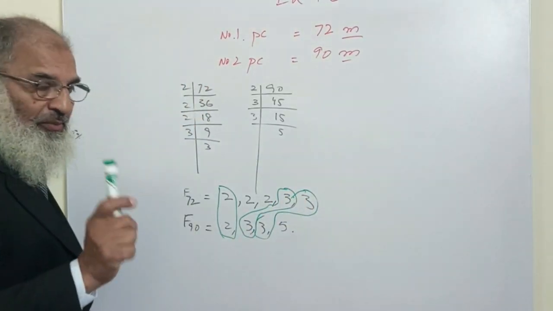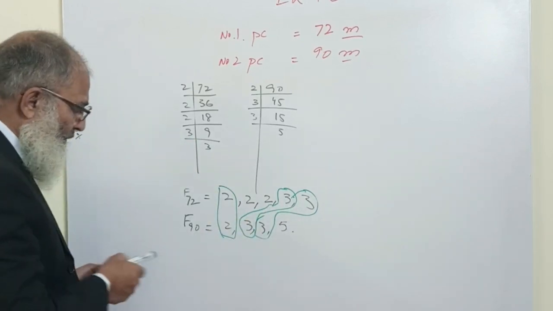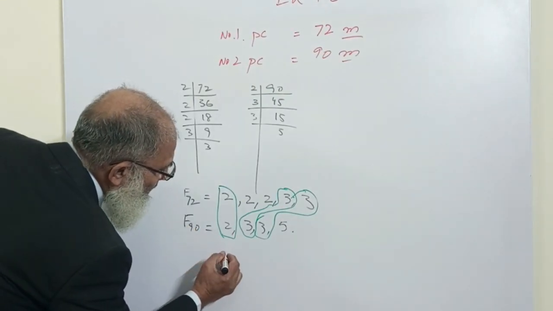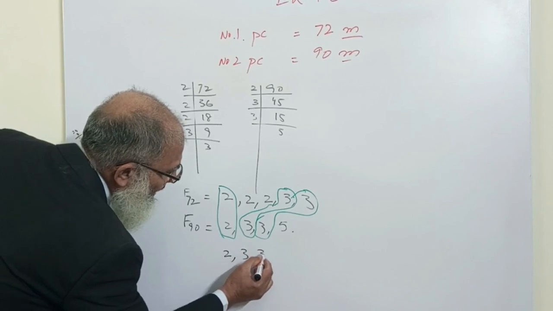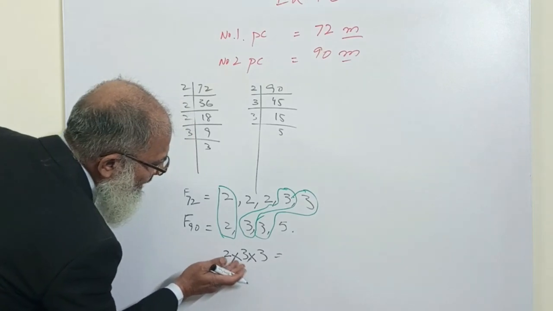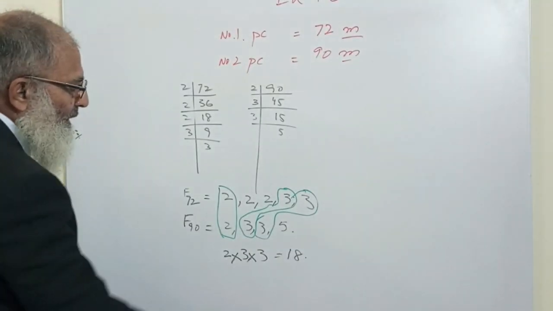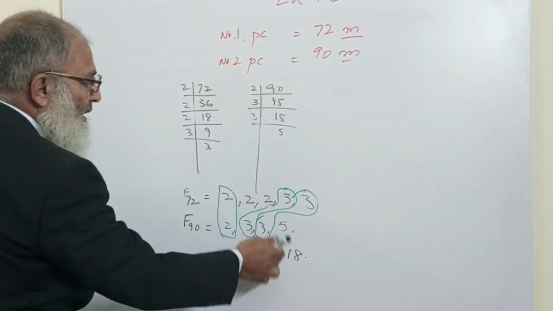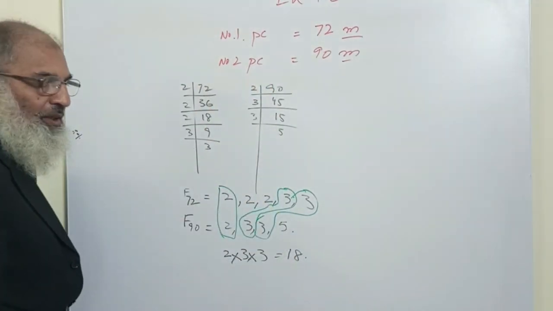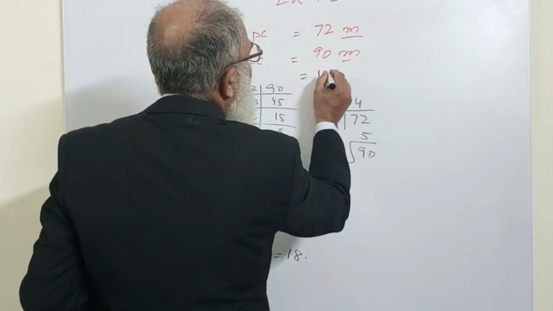So there are 3 common factors: 2, 3 and again 3. So what we do is, for HCF of both will be 2 multiplied by 3 multiplied by 3, and that becomes 3 3s are 9 and 9 2s are 18. Now 18 is a figure that can be the divisor of 90, and that can be a divisor of 72 as well. And the answer is 18 meters.